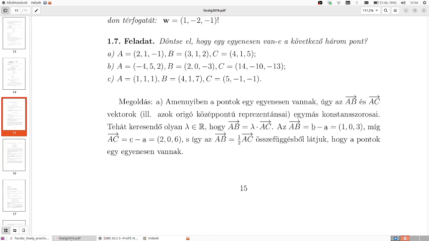Get the same result? Yes. Okay, what is going on here? We again calculated two vectors. The vectors' directions are the same because these are the same vectors. I just multiplied with a number, so this is the definition for parallel things, and they have a common point at A. So these points are on one line. That's okay. That's simple.